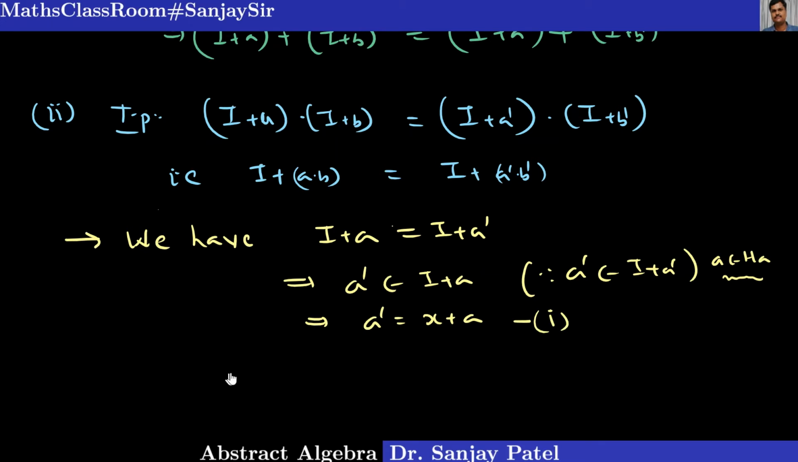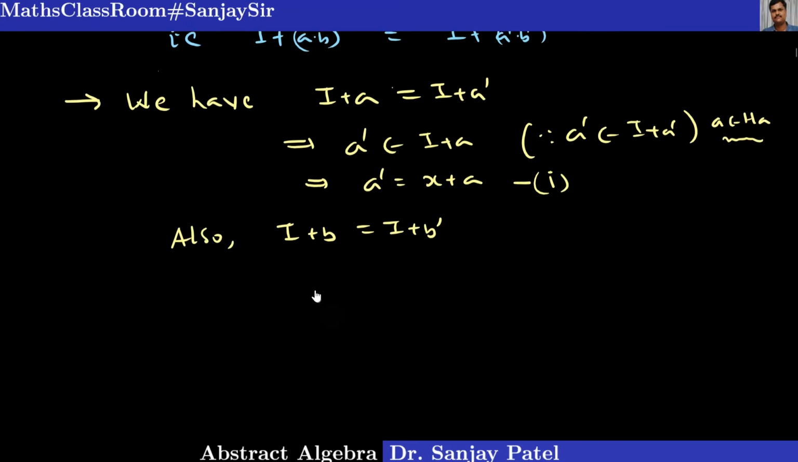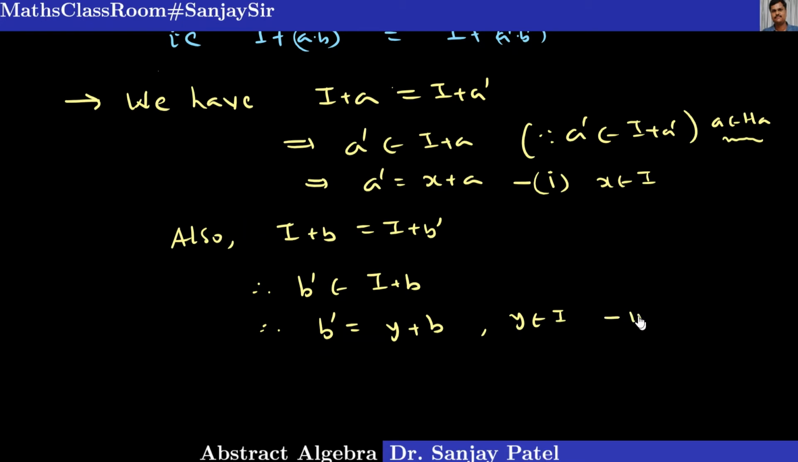Same way, we also have I + B = I + B'. So we can write B' belongs to I + B, and therefore B' we can write as Y + B for some Y belongs to I. Here also I should write that this is true for some X belongs to I. All elements of I + A are of the form something plus A, where that something belongs to I. The same way we can write this here. That is my result number 2.